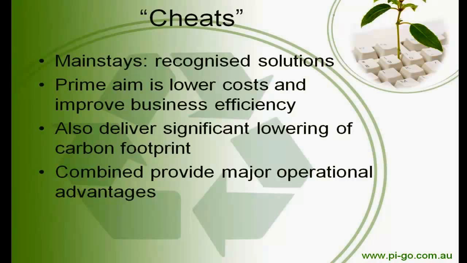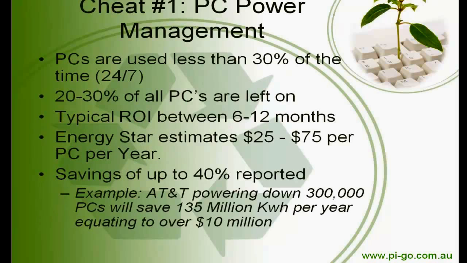The first cheat is PC power management. If you like, this is the easiest one to handle. Across a lot of organisations, they don't have any formal PC power management program in place, and 20 to 30% of PCs are left on, and they can go for quite a long time, but they're only being used 30% of the time in the week. So very quickly it adds up, and you end up spending money on power.